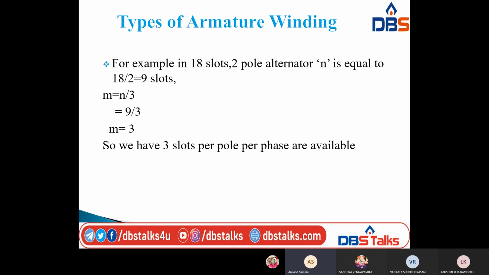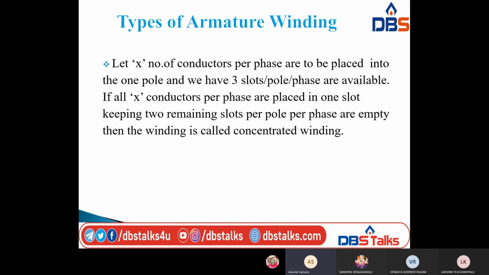This is one, and the next one is: let X be the number of conductors per phase, to be placed into one pole. We have 3 slots per pole per phase available. That means if all X conductors per phase are placed in one slot, keeping the 2 remaining slots per pole per phase empty, then the winding is called concentrated winding.